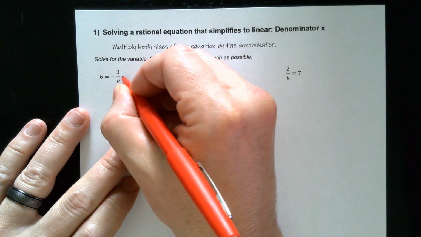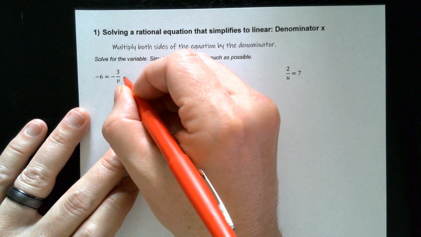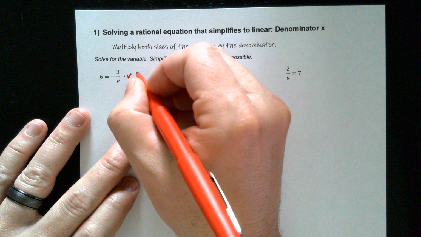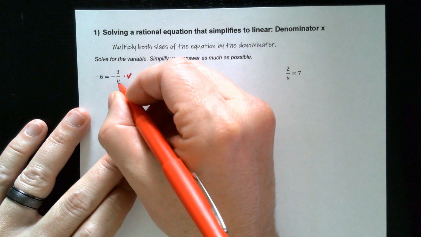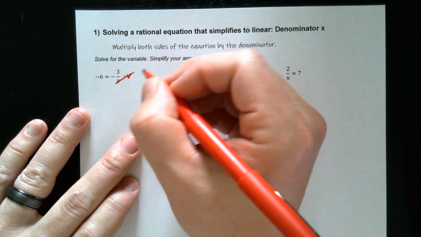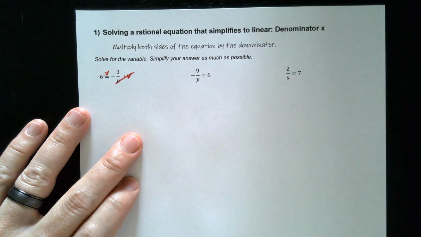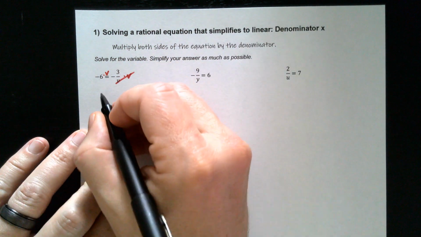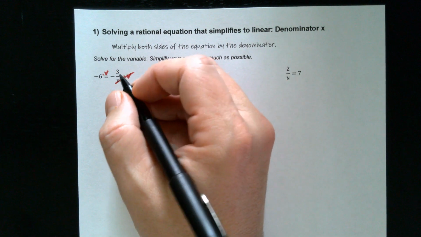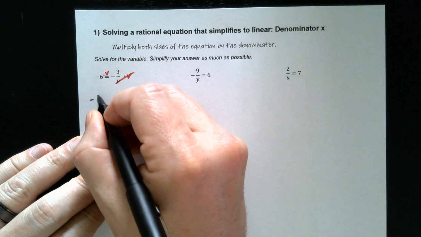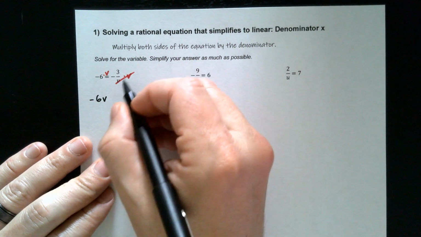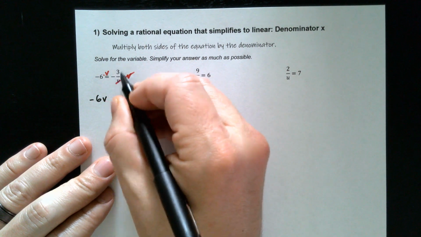So in this first one, we have -6 equals -3 over v. We'll multiply both sides by v. Okay, so when you're dividing by v and multiplying by v, that'll make them reduce. Okay, but we need to do it to the other side as well because this is an equation. We need to keep it that way. Okay, so we get -6v on the left, and then on the right, since the v's are gone, all that's left is the -3.